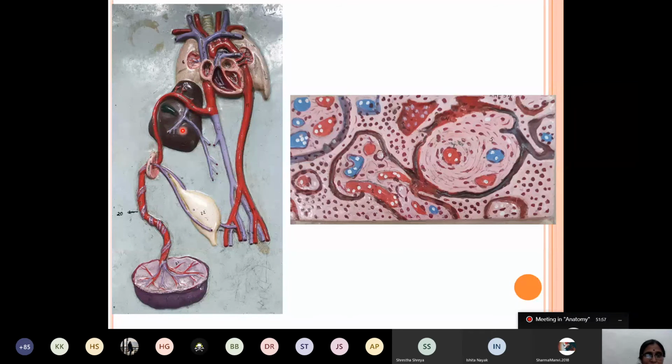So at the time of birth, what happens? There is a regression of the ductus venosum into the ligamentum venosum, and the ductus arteriosus into the ligamentum arteriosum. This is a very important fact.